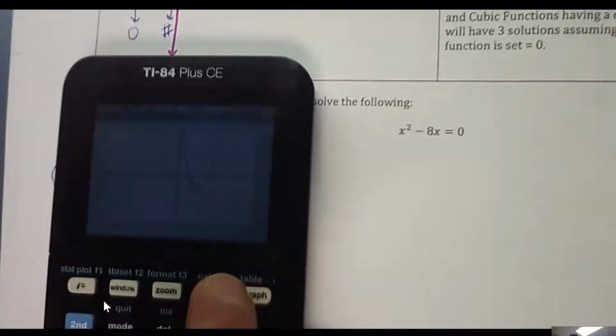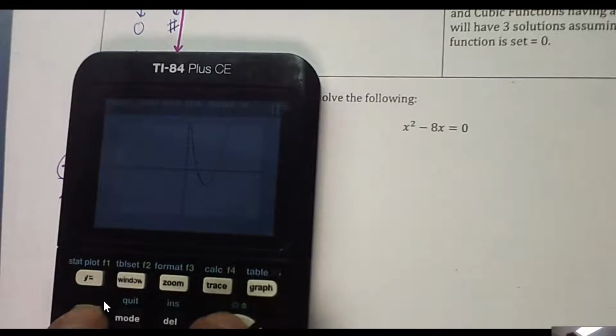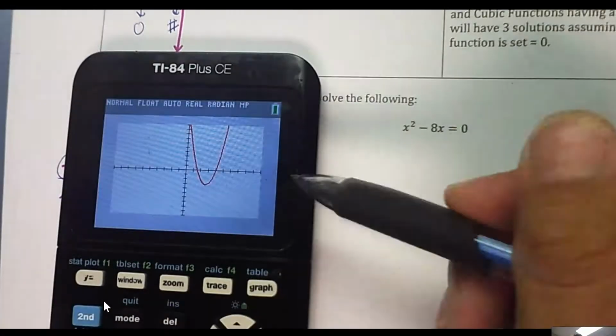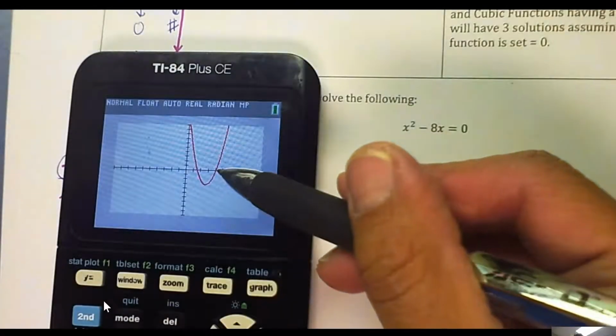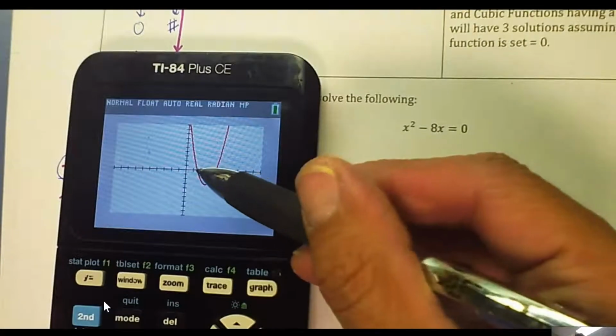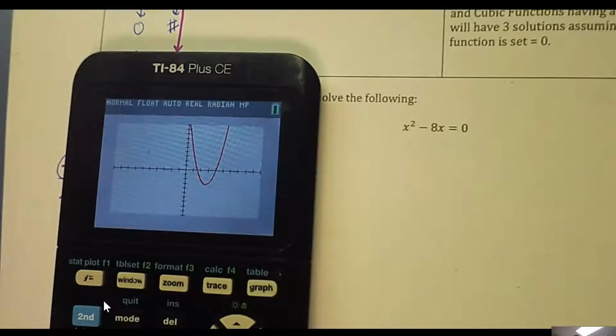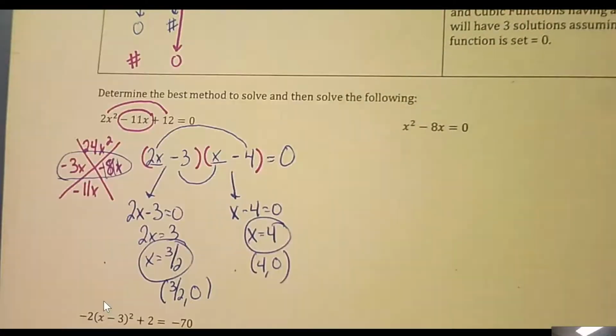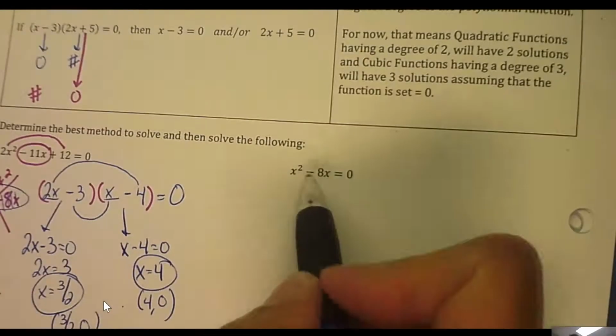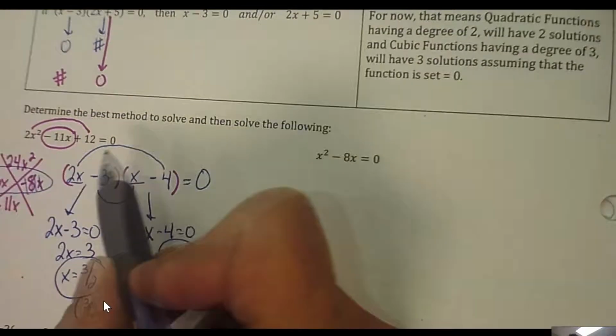Okay, and so what I can see is that it's hitting the graph at 4, so there's (4, 0), and there's that 3 halves, which is 1 1/2. So again, when we're solving, we're actually seeing where our graph hits the x-axis.